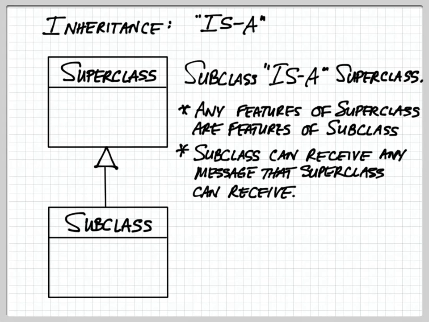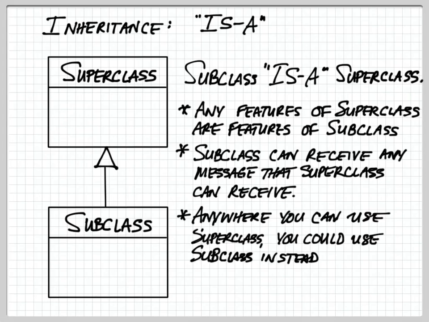This, by the way, comes from the fact that objects of the same kind can receive the same message, or objects of the same type can receive the same message. That's one of the 5 fundamentals of OO. So if the subclass is a superclass, then if a message can be received by the superclass, the subclass is a superclass and therefore must be able to receive those messages.